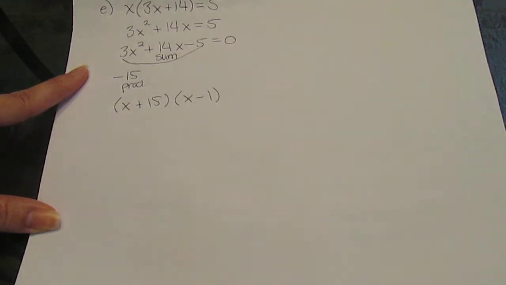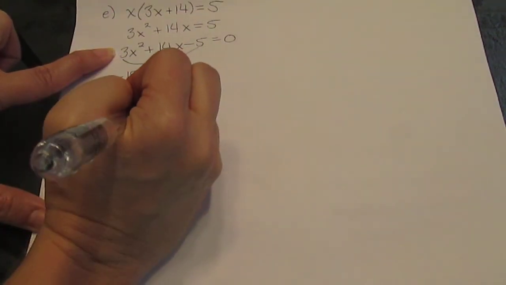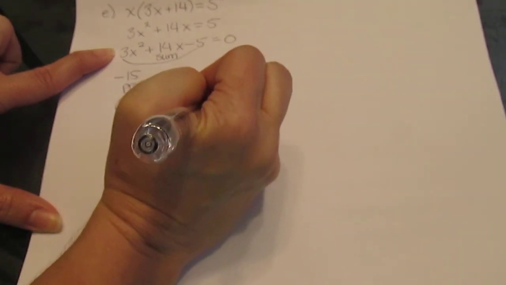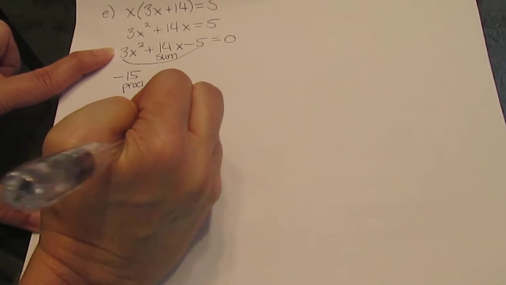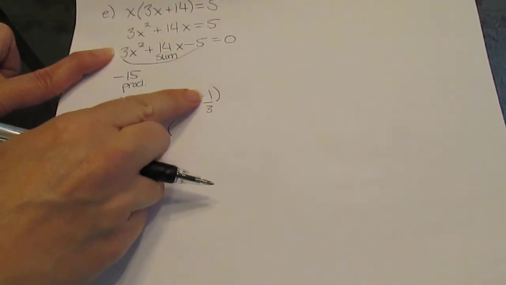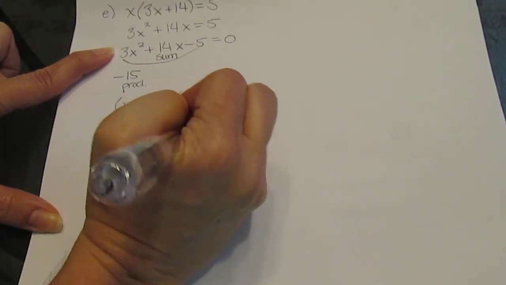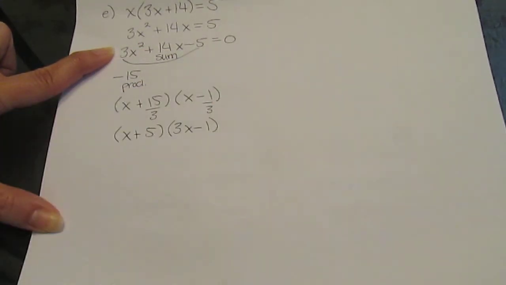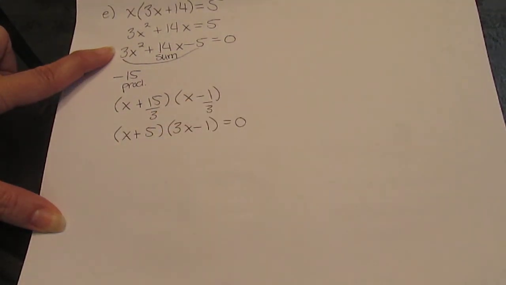Okay, but remember, those are not your factors because we have this 3 in front. So we're going to divide both of those by that 3. And this one becomes x plus 5. And that one doesn't simplify, so we're going to put the 3 back in front of the x. And now we've got our two factors. We can set them both equal to 0 and solve.